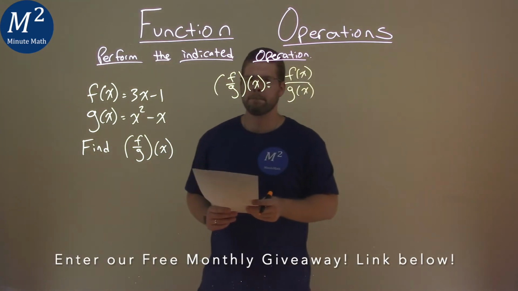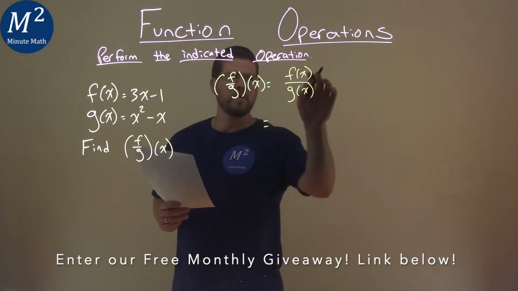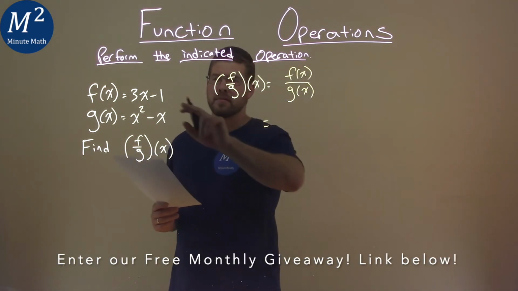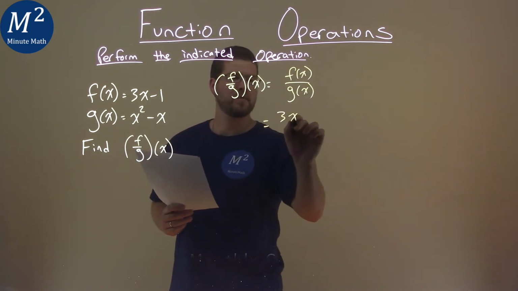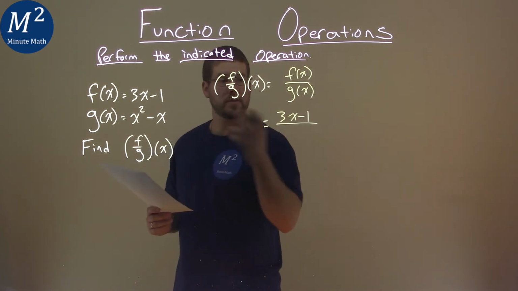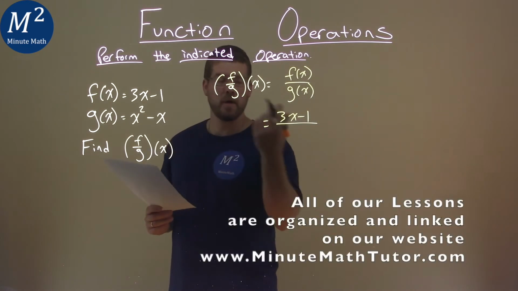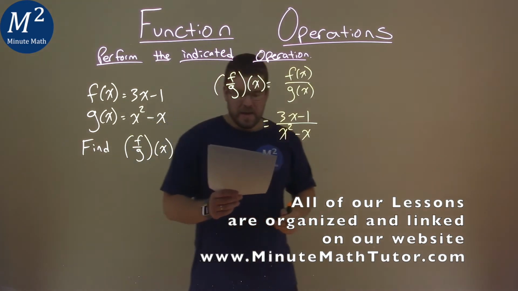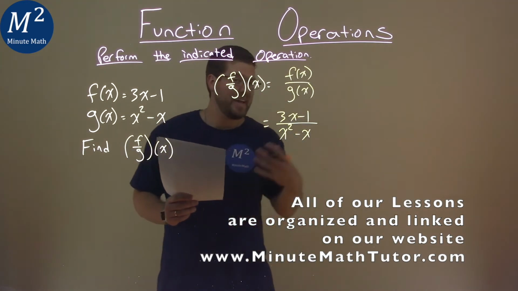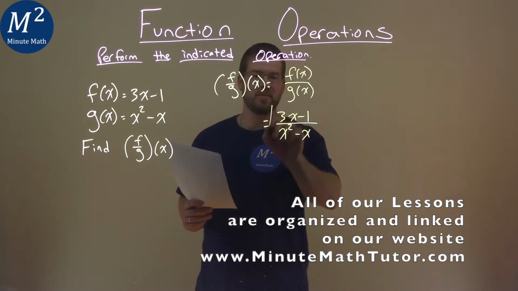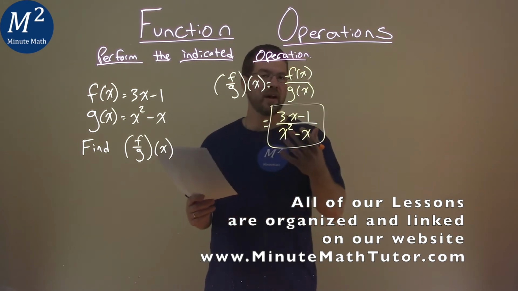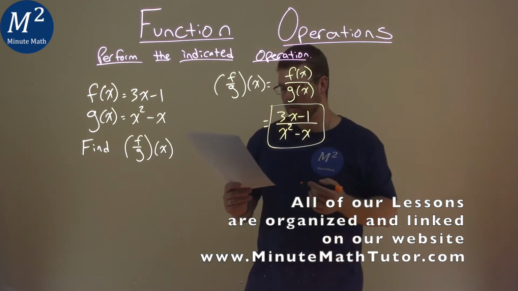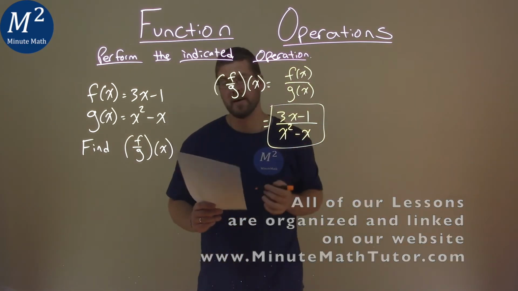All right? And so we substitute now. What's f of x? They tell us it's 3x minus 1. And what's g of x now? x squared minus x. Not too bad. And that's actually it. We can't simplify this anymore, so this is actually a pretty quick one here. And so our final answer is just 3x minus 1 over x squared minus x.